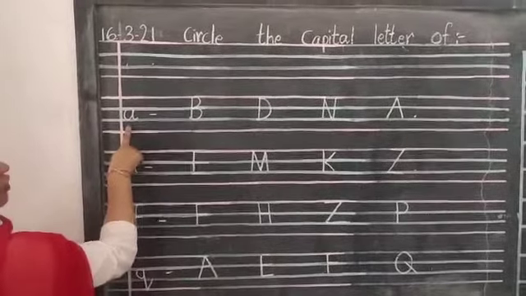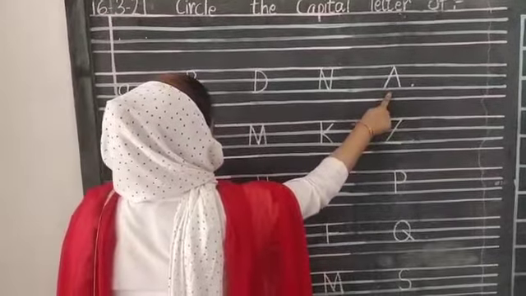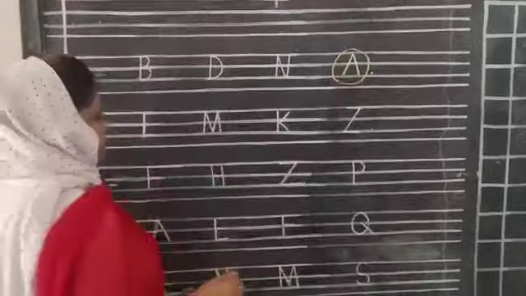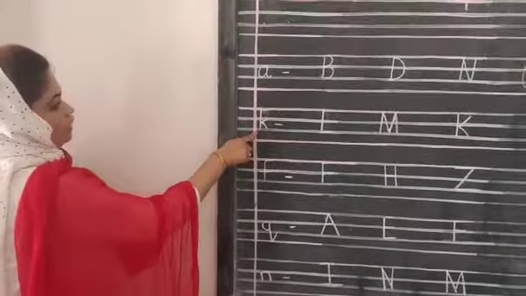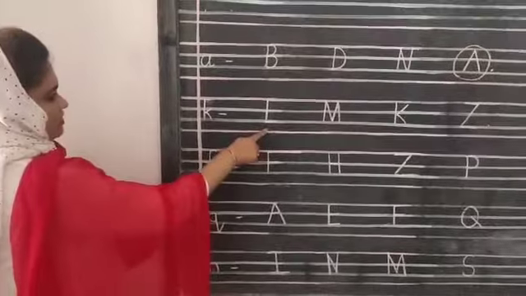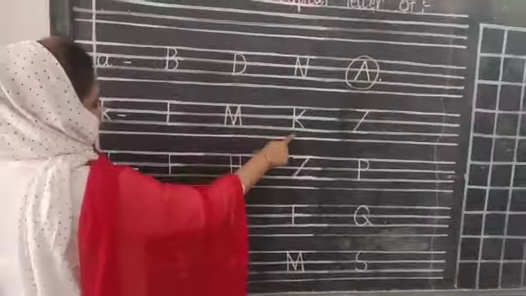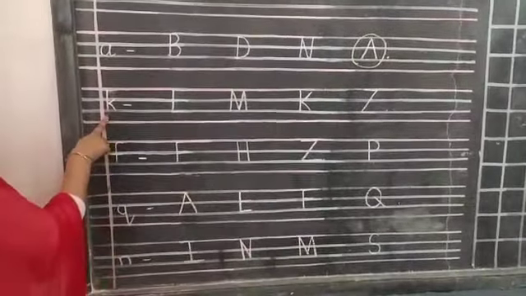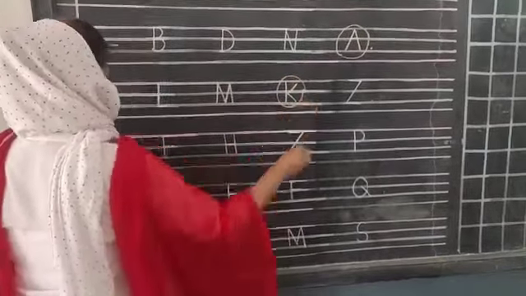Here there is a small letter. You have to search for capital A. So where is it? Here. So what you have to do? You have to circle it. Okay? Next. What is the letter over here? Small k. Now you have to circle the capital K. Which letter is this? L, capital M, capital K, capital Z. Which letter you have to circle? Capital K.